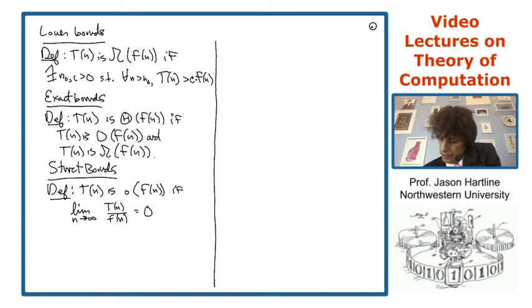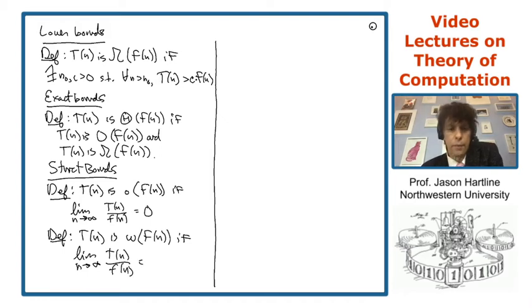And similarly, we'll say T of n is little omega of f of n if the limit as n goes to infinity of T of n over f of n is equal to infinity.